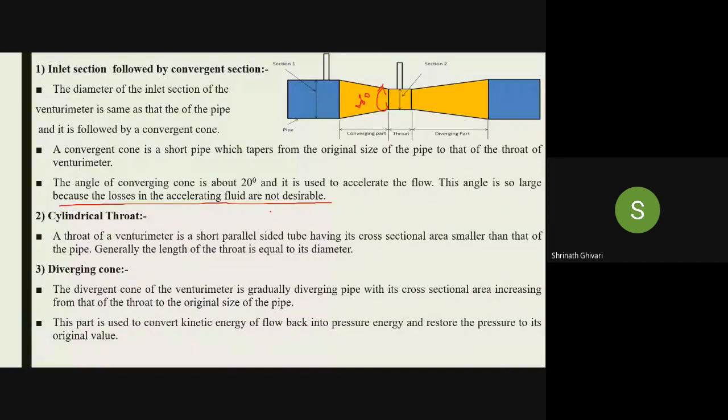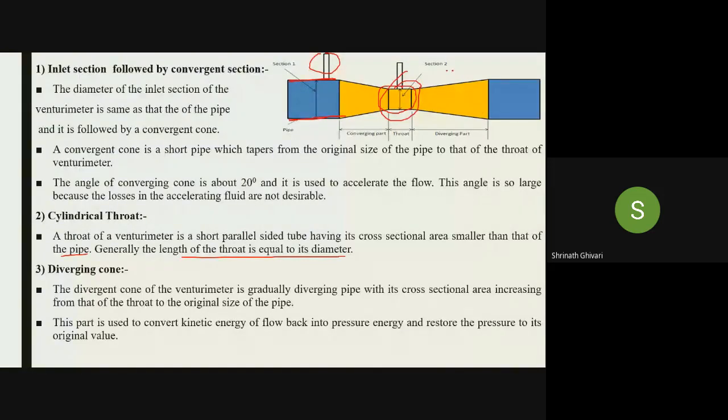The throat of the venturimeter. The next part is the cylindrical throat, that is section 2. A throat of a venturimeter is a short parallel-sided tube having its cross-sectional area smaller than that of the pipe. This is the pipe cross-sectional area. The throat is smaller than the cross-sectional area of the pipe, and at this point we are measuring the pressure, and at the inlet of the pipe we are measuring the pressure. Generally, the length of the throat is equal to its diameter. So the length and the throat diameter are the same.